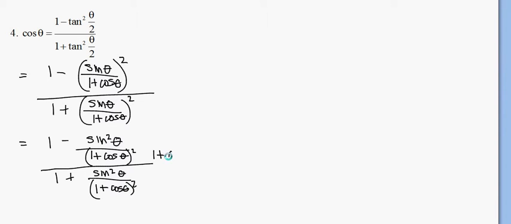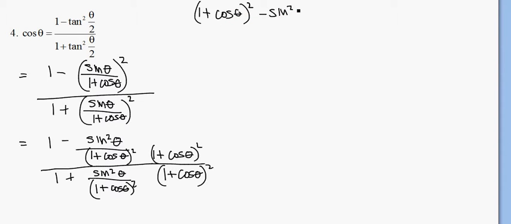I'm going to multiply top and bottom by (1 plus cosine theta) squared. So this over here is going to give me (1 plus cosine theta) squared minus sine squared theta, because when I multiply this and this, those two cancel. Again, I multiply this 1 by (1 plus cosine theta) squared, and then this cancels to that, so I get plus sine squared theta.